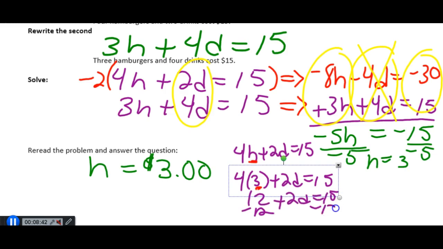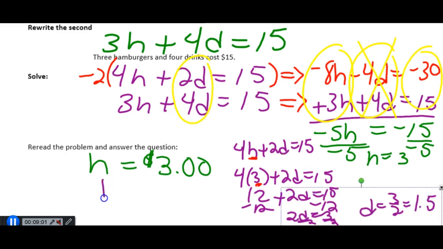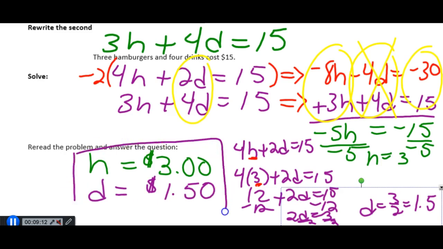Minus 12, and 2d is equal to 3. Divide by 2, and d is equal to 3/2, which is 1.5, but it's money, so the price for my drinks is $1.50. So my hamburgers cost $3, my drinks are $1.50. And if I wanted to, I could go back and check it in either equation or both, to make sure that works. Turn it over to the back.